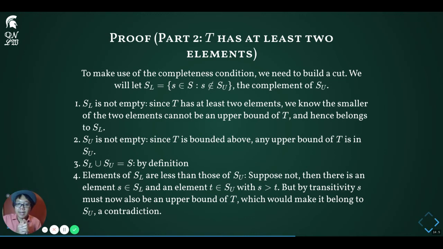Suppose there is some element S in SL that is not less than some other element T of SU. By transitivity, S bigger than T and T bigger than any element of big T means that S must now also be an upper bound of big T, which would mean S is not in fact an element in SL, but an element of SU, and this gives a contradiction. So we have proven that with this choice of SU and SL, we've made a cut of S.